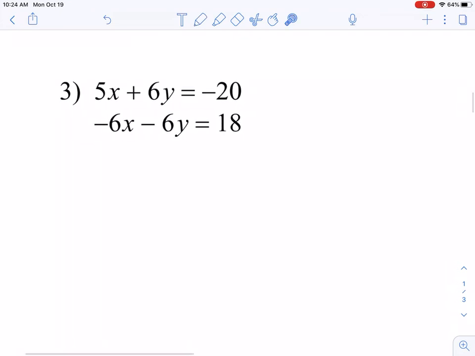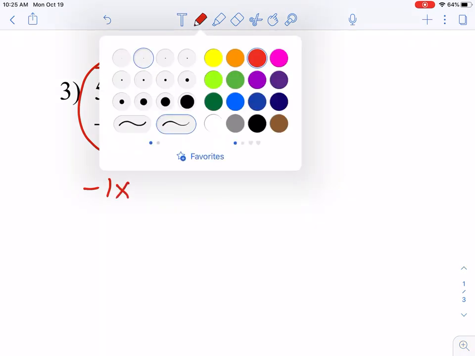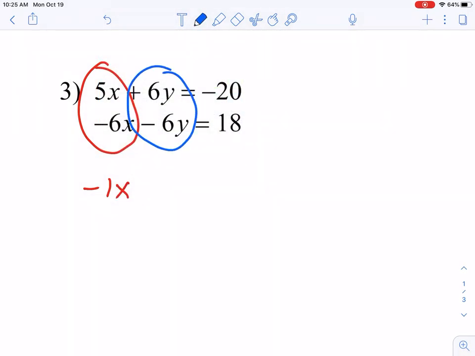Excellent. So take a look here. My x's are not going to cancel out, but my y's will cancel out without me having to change anything. So I'm going to put my x values together, and that's going to leave me with negative 1x. When I combine my y values, they cancel each other out. They eliminate.